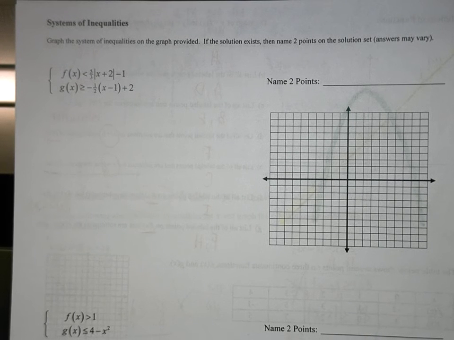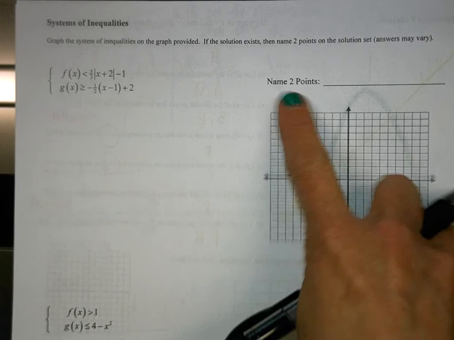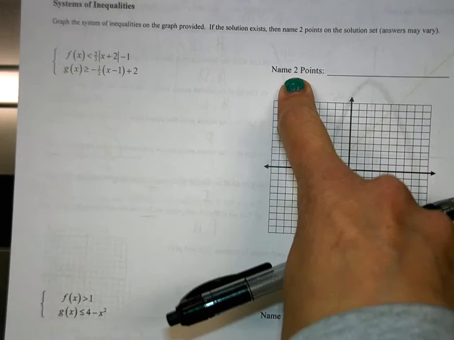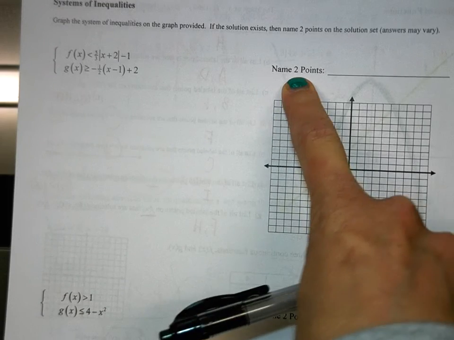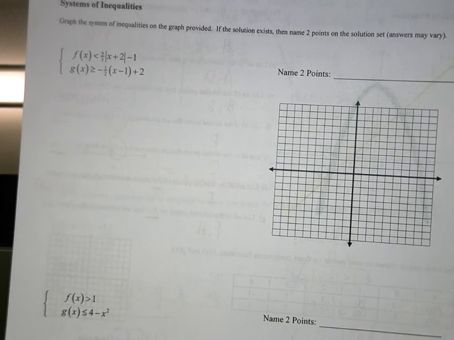Math 3, Unit 2, Semester Final Review, Part 2. Okay, so today we're talking about systems of inequalities and graphing. Remember that when you are doing a system of inequalities, your answer is where the two graphs overlap, okay? And they'll say, like, name 2 points, so you're going to just pick 2 points. There's a lot of points, but you're just going to pick 2 points where the two graphs overlap.